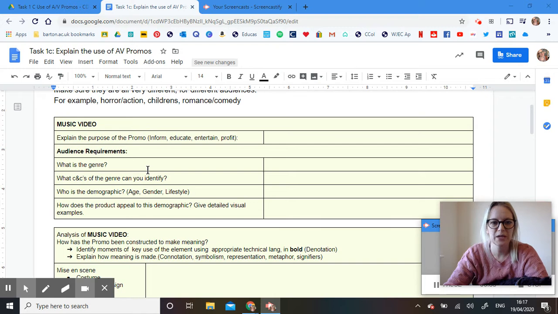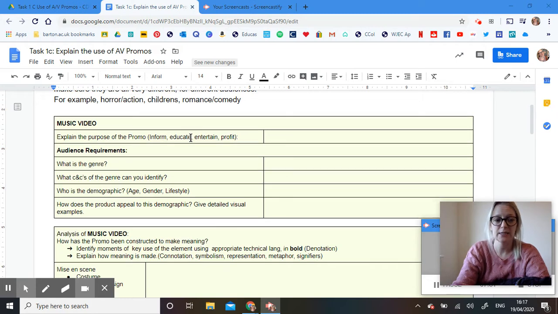Next one, how does the product appeal to this demographic? What is appealing about that product for that group? What do you see that might appeal to that group? Is it humour? Is it sex appeal? Is it the aesthetic? Is it the look? What about the product appeals to that audience? This is stuff that you've done a lot for every single unit, so it should be pretty straightforward. But for this entire task, it is linking back to those Unit 1 skills that we did. So use your Unit 1 understanding for these bits.